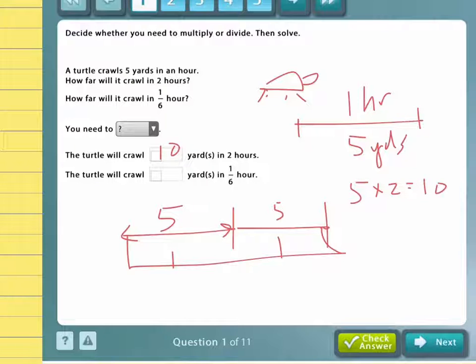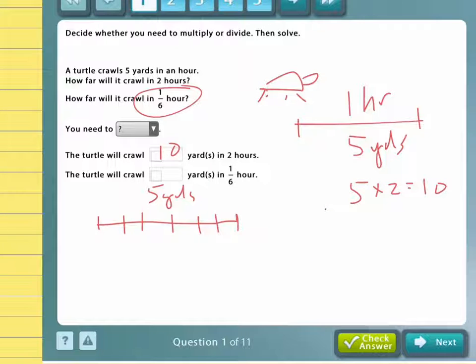How far will it crawl in 1/6 of an hour? So 1/6 of an hour is less than an hour, so I need to divide the 5 yards into 6 parts. So that's 5 yards here, and that's how far it can go in 1 hour. So what is 1/6 of that? So it's 1/6 of 5 yards.